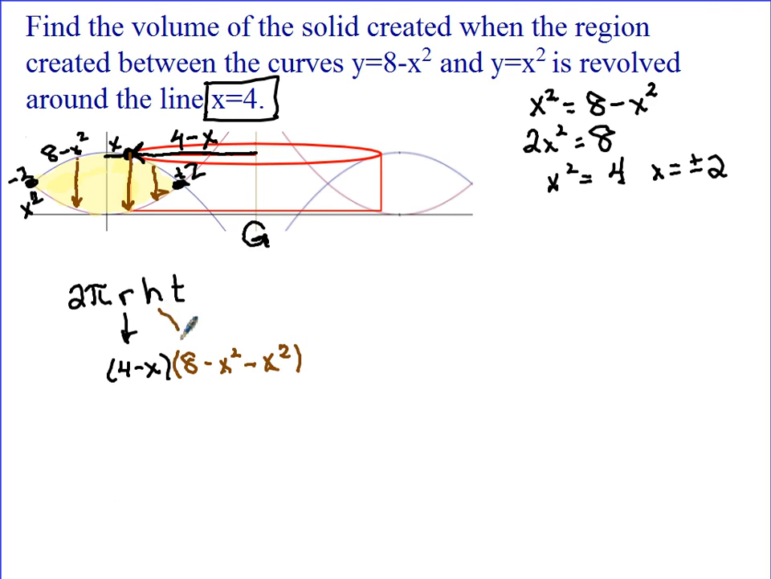So that's the height. And then the thickness is always the same. The thickness is always dx. Alright, and we take the integral, 2 pi, and the integral is going to go from here to there, so from negative 2 to 2, and I got, I believe, 512 pi over 3.